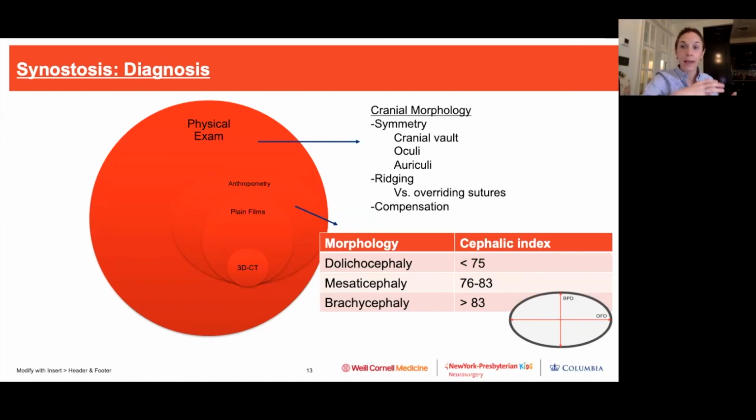That kid just needs some time. They need to gain some weight. Their brain needs to get bigger and they need to push those sutures back into alignment. And then compensation, as we just discussed.